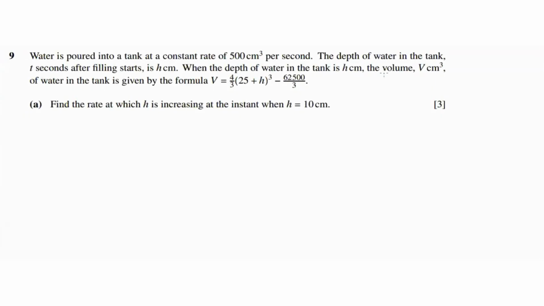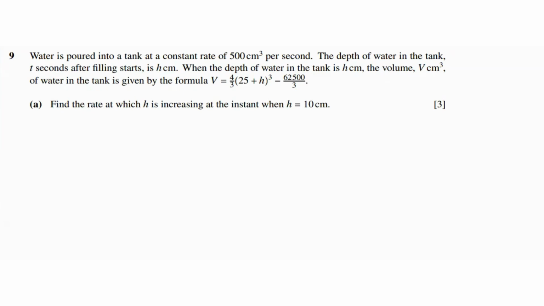This question says that water is poured into a tank at a constant rate of 500 cm³ per second. The depth of water in the tank t seconds after filling starts is H centimeters. When the depth of water in the tank is H centimeters, the volume V cm³ of water in the tank is given by the formula V = (4/3)((25 + H)³ − 62,500)/3. We have to find the rate at which H is increasing at the instant when H is 10.